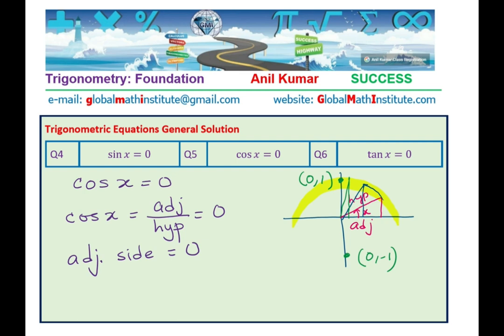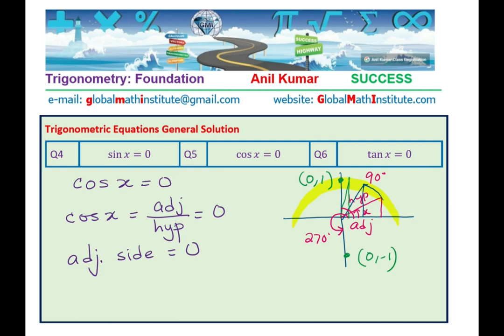There also the value of cos x will be 0, right? So the angles are, so this angle will be 90 degrees and this angle will be 270 degrees, correct? So we find that cosine function is 0 for 90 and 270, and then it repeats.